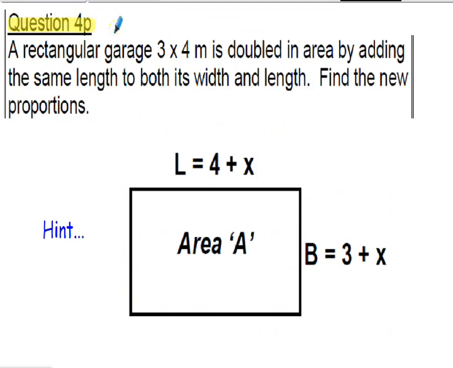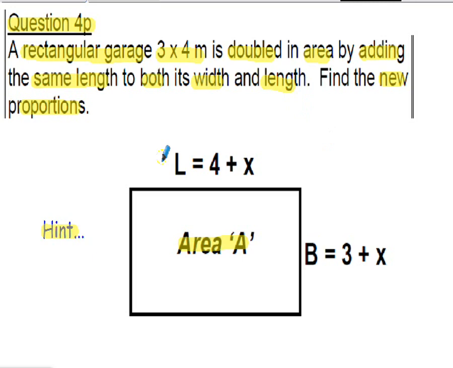Question 4p. We're told that a rectangular garage of dimensions 3 by 4 meters is doubled in its area by adding the same value to both its width and its length. And we've got to find the new proportions of the garage. To give a slight hint for the question, we know the final area is going to be 3 multiplied by 4, doubled.